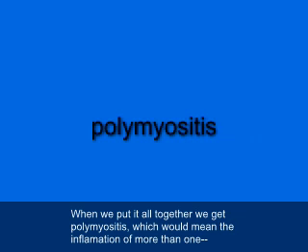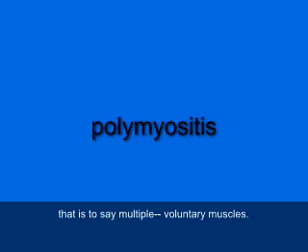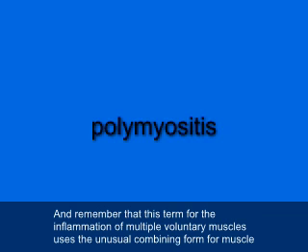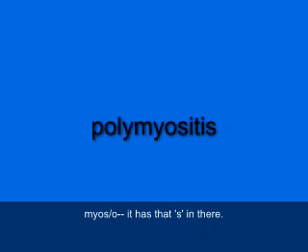When we put it all together, we get polymyositis, which would mean the inflammation of more than one, that is to say multiple, voluntary muscles. So again, remember what poly means. Sometimes people forget that. And remember that this term for the inflammation of multiple voluntary muscles uses the unusual combining form for muscle. It's myoso. It's got that S in there.